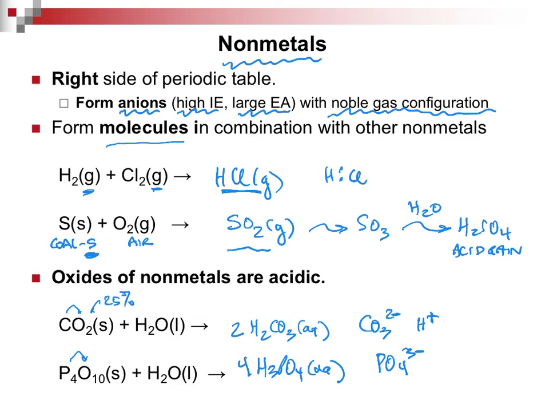But what's the take-home message? Nonmetals are on the right side of the table. They're going to form anions for those two reasons, high ionization energy and large electron affinity, and they will make the noble gas configuration. They will form molecules in combination with other nonmetals, and if I have an oxide, it will produce an acidic solution. Luckily, both of these are weak acids, so they're not going to wreak as much havoc as a strong acid.